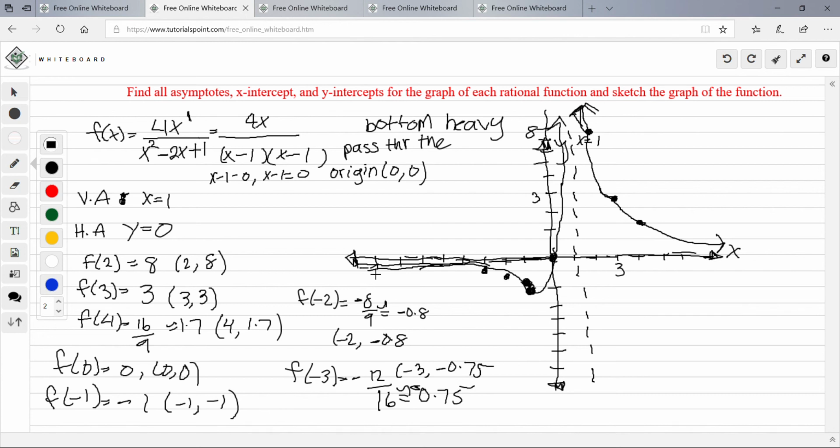It's kind of strange, right? So that's why sometimes it's good to put points if you're not 100% sure how it looks. And we don't have an intercept, it just passes through the origin of 0, 0. That's it. Okay, last one.